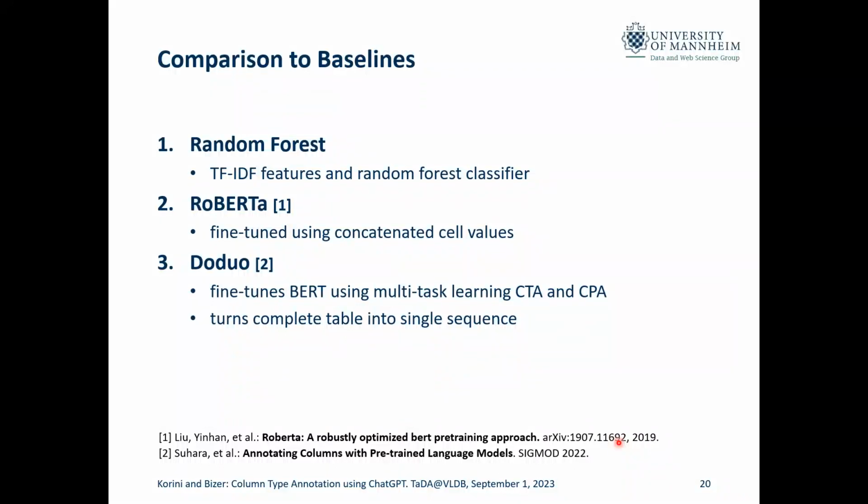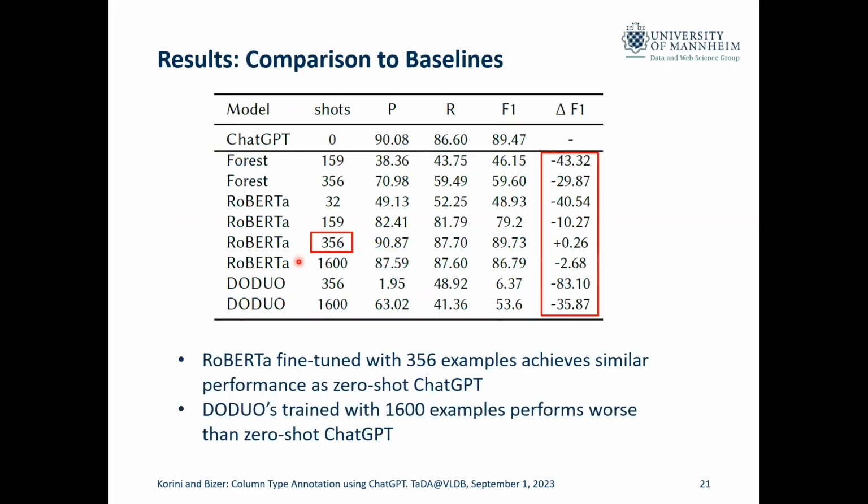We compare our best approach to 3 methods. Firstly, a random forest classifier using TF-IDF features. Secondly, a fine-tuned Roberta using the concatenated cell values. And thirdly, the state-of-the-art method Doduo, where the input is serialized tables.